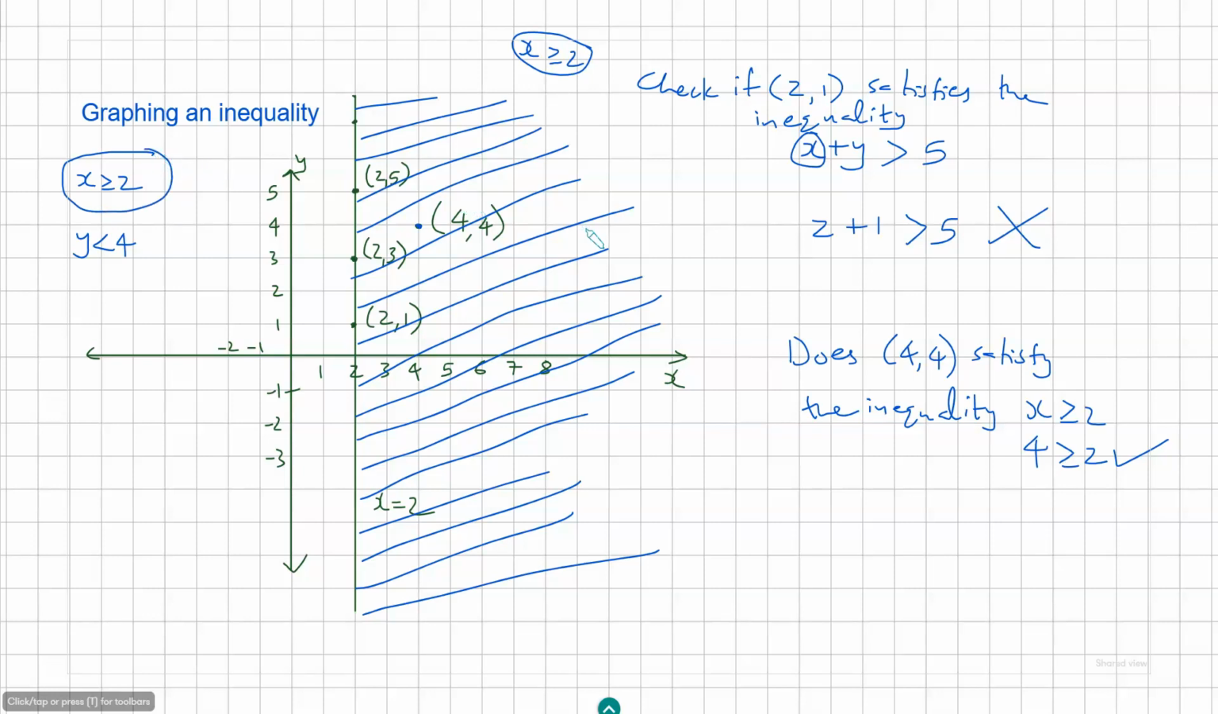Now, is this vertical line part of your graph, part of your solution? Yes. It is part of your solution, because on this vertical line x is equal to 2. So it satisfies x greater than or equal to 2. So you can say that this vertical line is also part of your solution. Now let's do the second one.